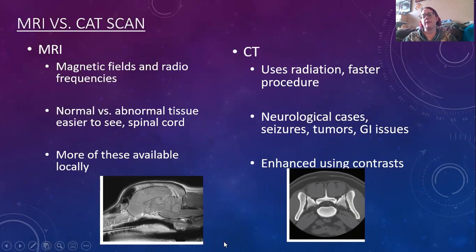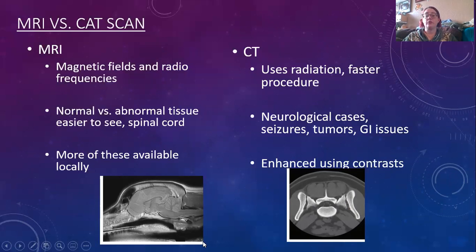CAT scan, on the other hand, uses radiation, but it is a faster procedure. From my last visit to the specialist veterinary hospital, they said that they can do a CAT in like 5 minutes or less. So I thought that was super duper cool.